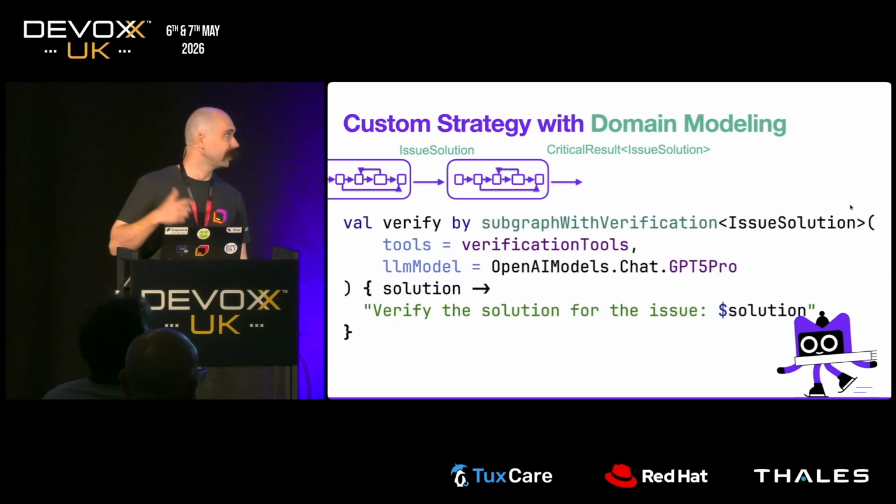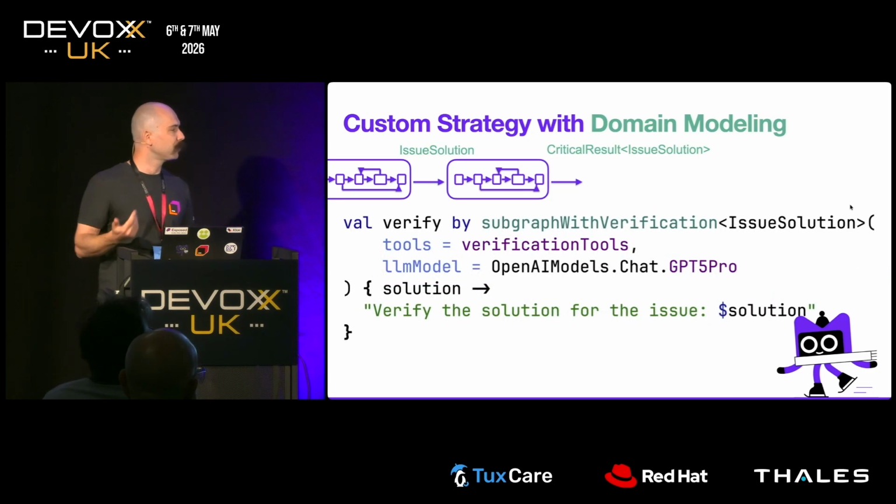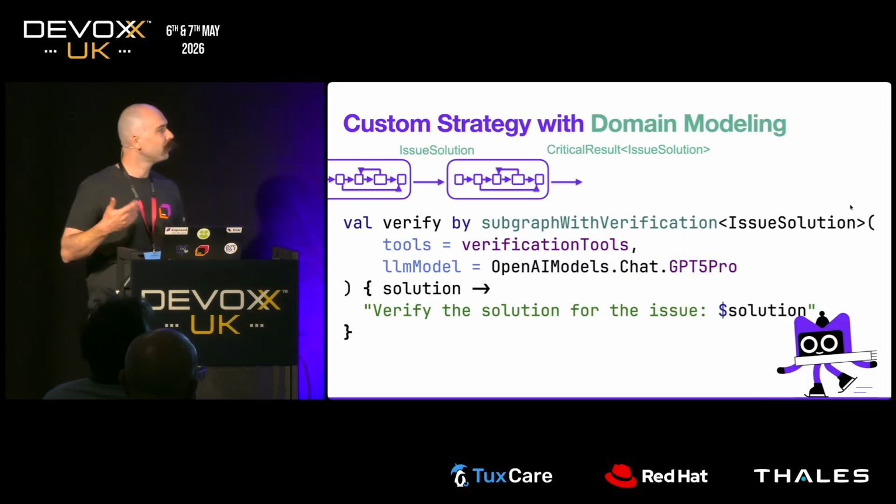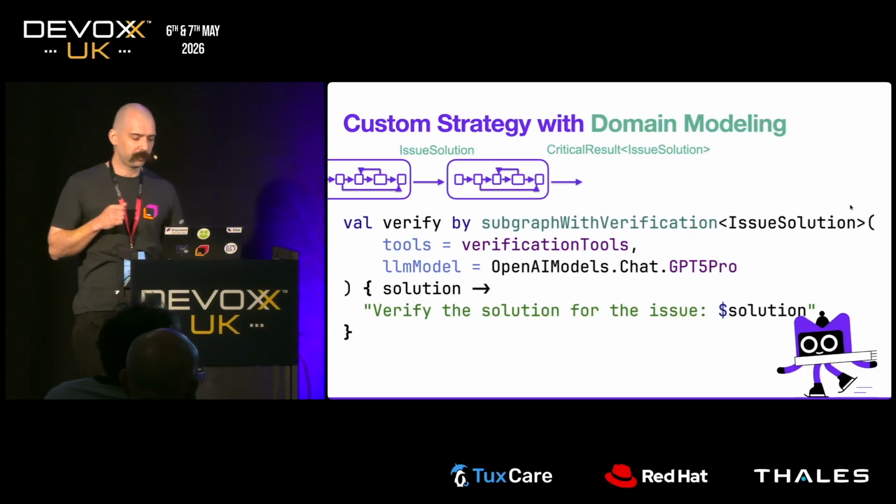In Kotlin, this again looks almost the same. We have the subgraph with verification node. We pass in the input type, and we pass in the desired tools and model.